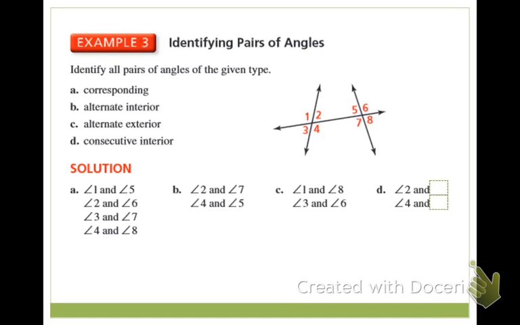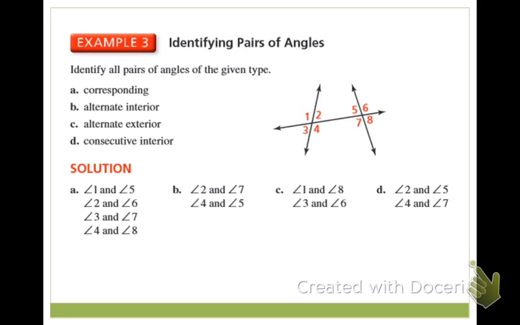Last is consecutive interior. So we're inside of here. Consecutive means what? Same side of the transversal. The transversal. So we need angles on the same side of the transversal. So what's on the same side as 2? 5. They're both on the top. So 2 and 5, and then 4 and 7. Ta-da.